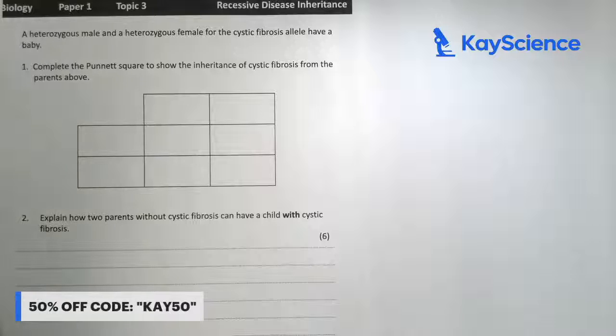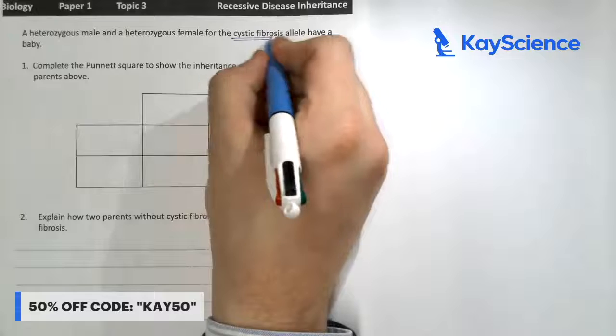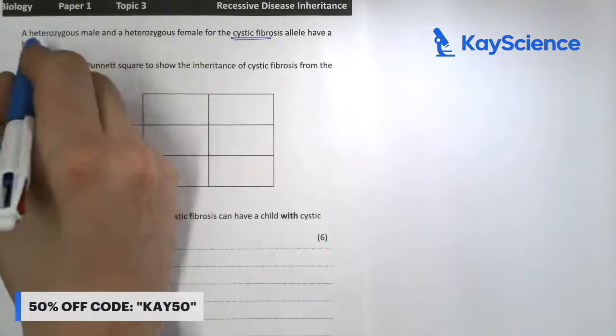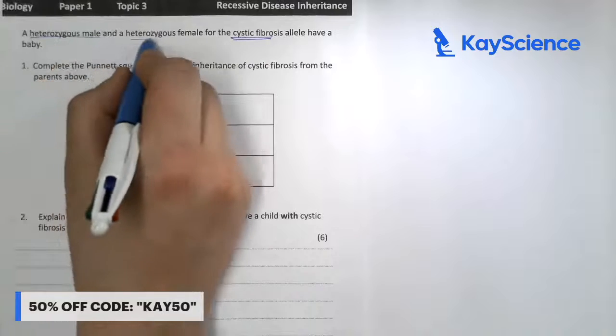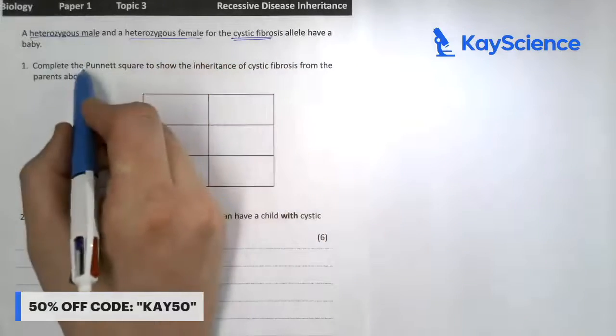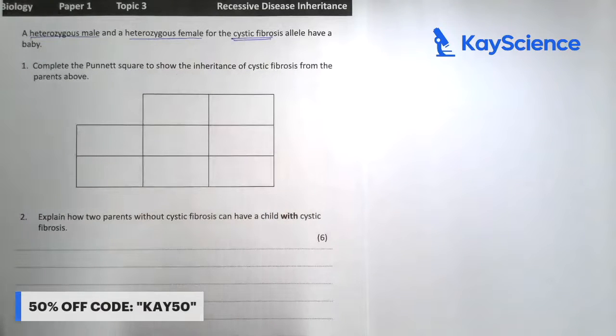We're now going to look at recessive linked diseases, and in this case, it's cystic fibrosis. The question here says, a heterozygous male and a heterozygous female for cystic fibrosis allele have a baby. Complete the Punnett square to show the inheritance of cystic fibrosis from the parents above.